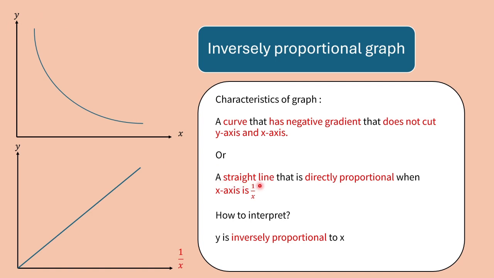Or it's a straight line that is directly proportional when the x-axis is 1 over x. This is very important. It's not the usual x you see here. It is 1 over x, which is the inverse of x. Well, how do we interpret this graph then? Well, we will say that y is inversely proportional to x. And congratulations, that is all the types of graph that you will be learning for now.